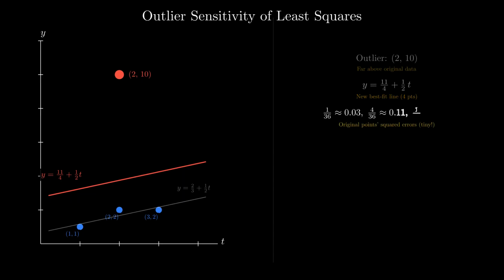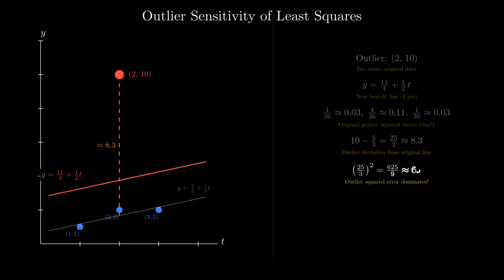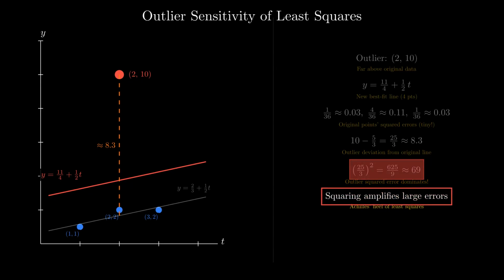The 3 well-behaved original points produce tiny squared errors. The smallest is 1 over 36, approximately 0.03, and the largest is 4/36, approximately 0.11. These are all fractions of 1. But the outlier sits about 8 1/3 units from the original line. Squaring that gives roughly 69, call it around 64 if we round down. That single point dominates the entire fit, contributing far more to the total squared error than all 3 original points combined. This is the Achilles heel of least squares regression.